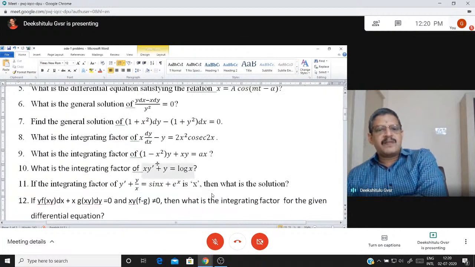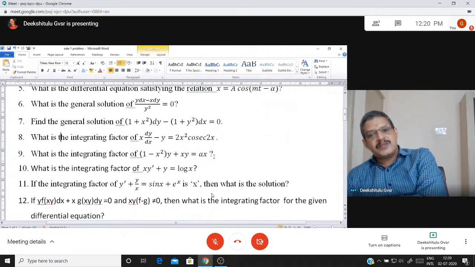And what is the integrating factor of (1 minus x square) y dash plus xy is equal to ax? Okay, this should be y dash.